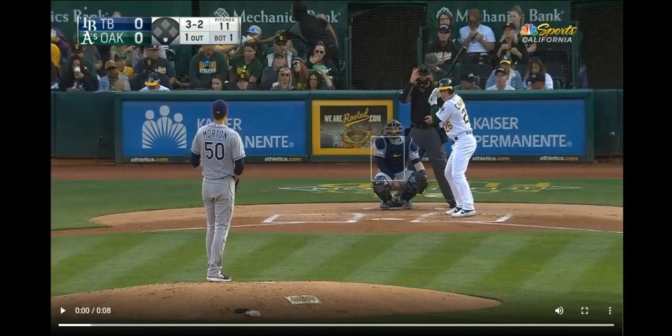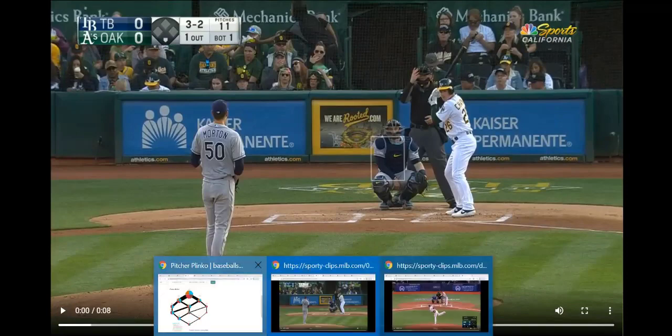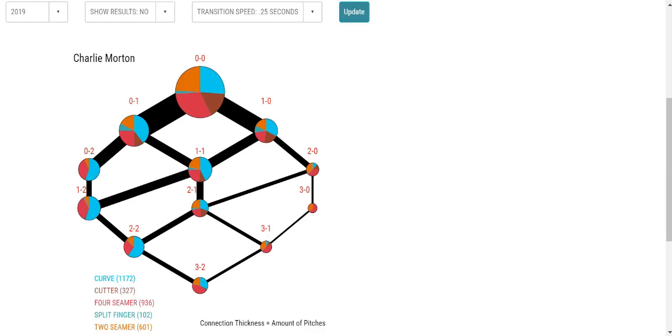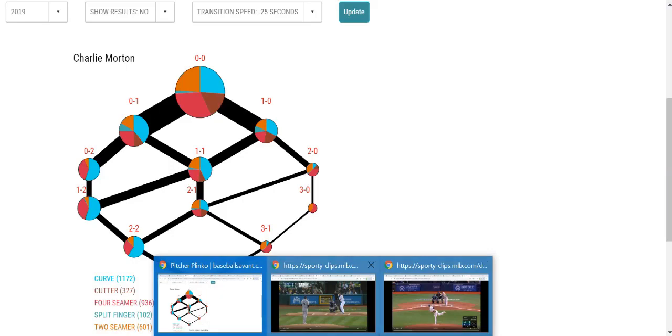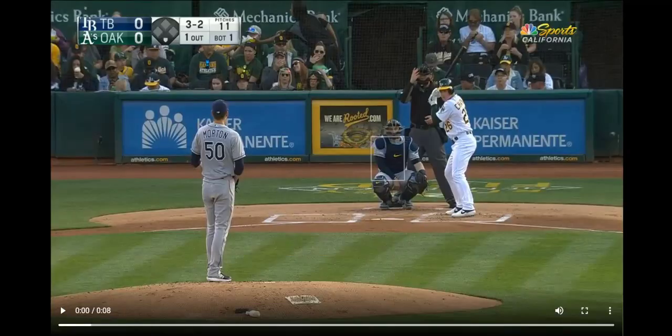But now it's 3-2. So we haven't seen a 3-2 count. I'm going to come back to the base rates here. On 3-2, it looks like it's about a third chance of curveball and two-thirds chance of fastball. No chance of cutter, no chance of split finger, which apparently he throws but we have not seen at all in this video. So it's 3-2.